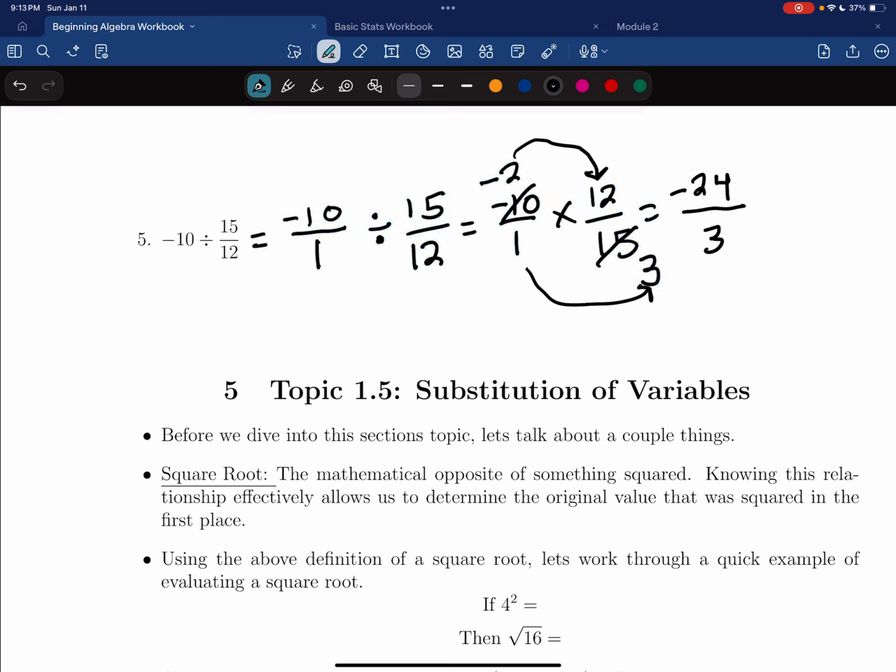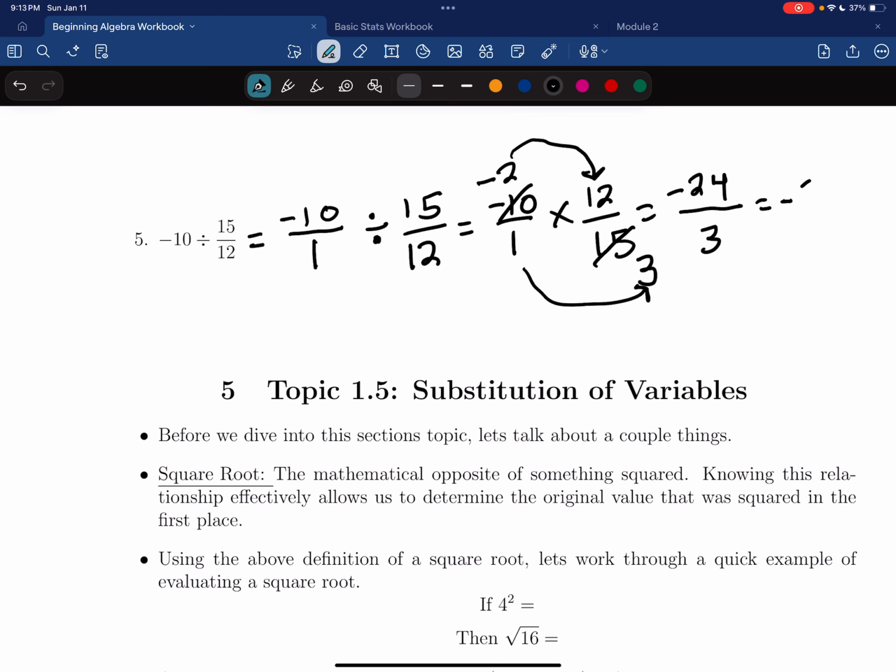Now, negative 24 divided by 3 is a whole number, actually. And that whole number is negative 8. And that's your final answer.